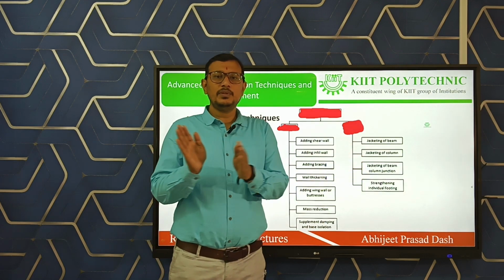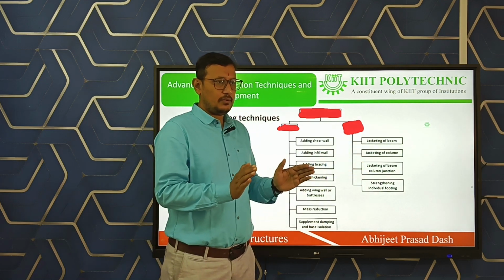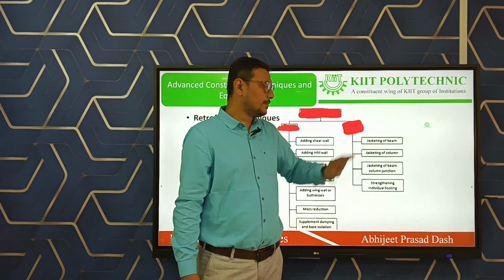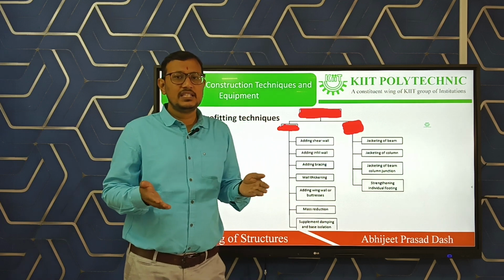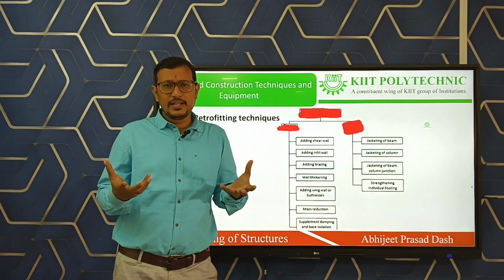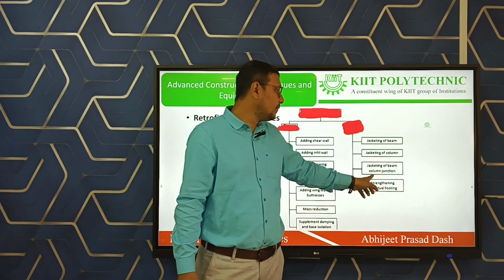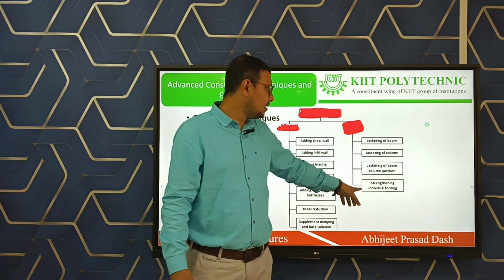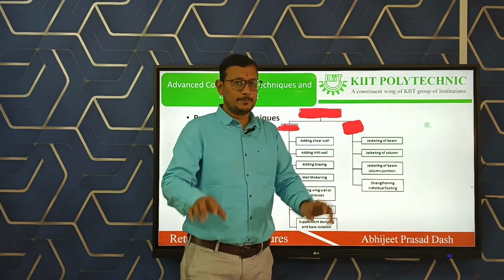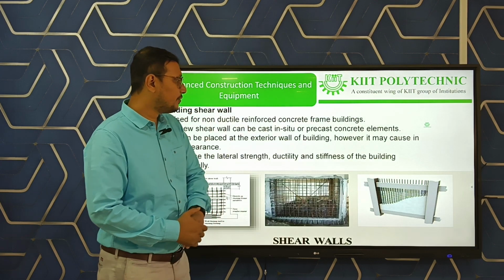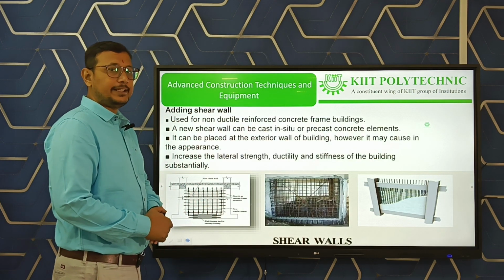Now only to the beams. Let's say we are strengthening the beams only, then it is jacketing of beams. We are strengthening the columns only, jacketing of the columns. We are strengthening the joints, then jacketing of the beam column joint. We are strengthening the footing, then strengthening the individual footings. So these are the different techniques we are following in retrofitting.